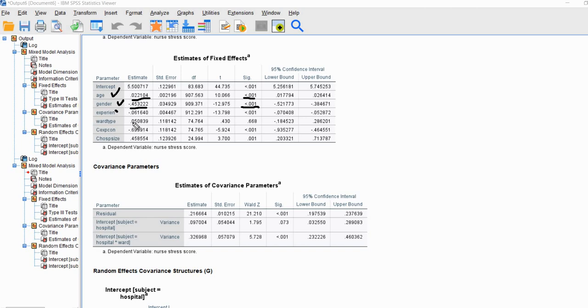Then we have experience right here, and you can see that there's a negative regression slope right here, and you also see there's significance. And that negative slope is basically indicating that nurses with more experience are experiencing less stress. With respect to ward type right here, you can see that there's no significant difference between the types of wards in terms of their levels of stress.